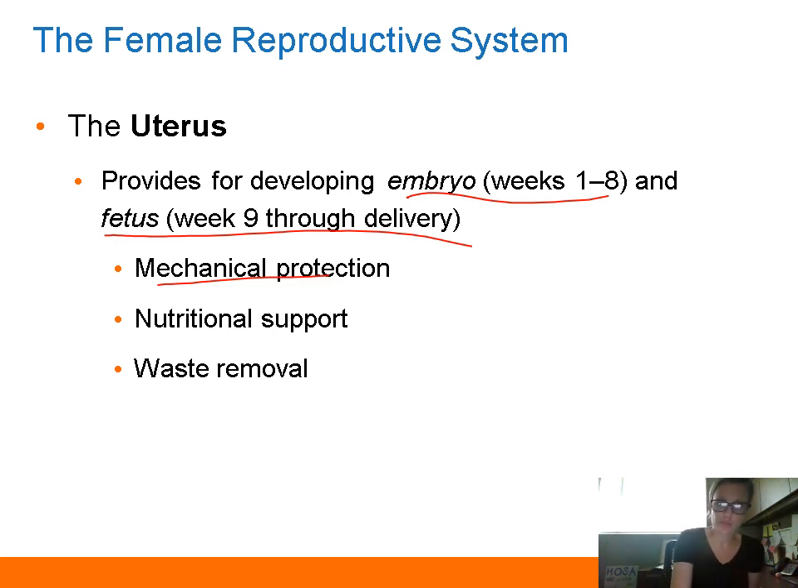The uterus also provides nutritional support to the baby via the placenta. The placenta is a very vascular structure where the mother's blood is able to come and mix with the baby's blood, so that the nutrients from the mom's blood are able to cross over to the fetus's blood to provide nutrients to the fetus, as well as blood that's rich in respiratory gases, or rich in oxygen. And the uterus allows for waste removal from the fetus.